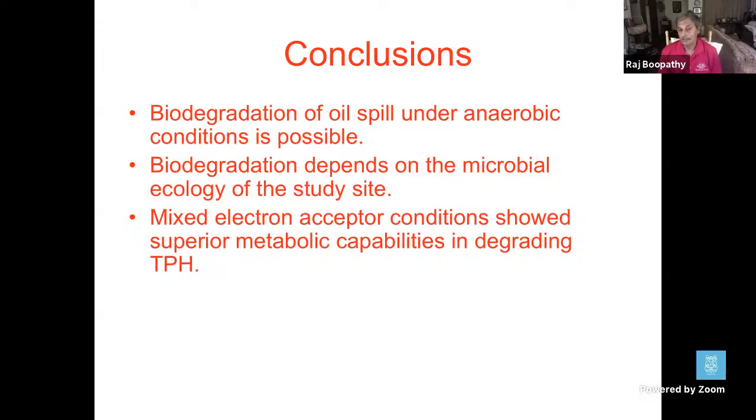So the nitrate and sulfate reducing condition worked better for us. When you add both of them, the mixed condition worked really, really better. So there was a little bit of surprise to us. I thought one condition worked better than the other, but the mixed condition worked really well.